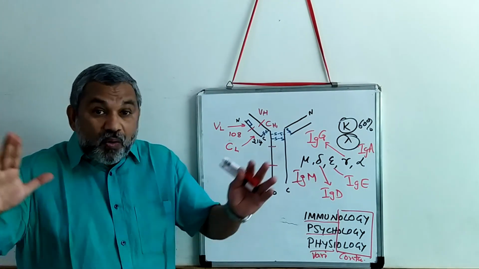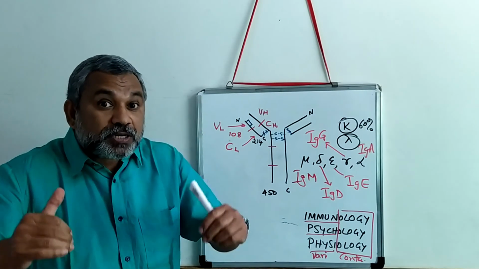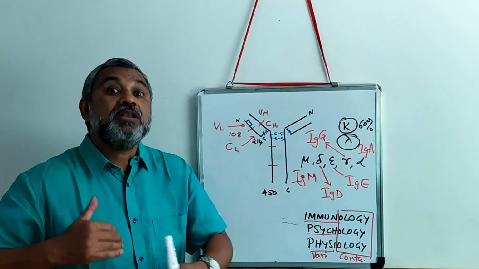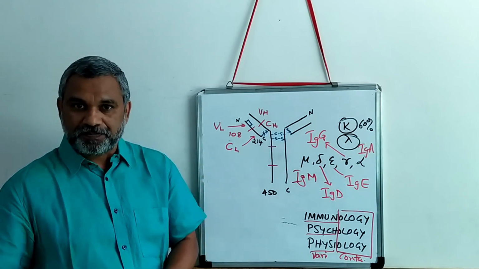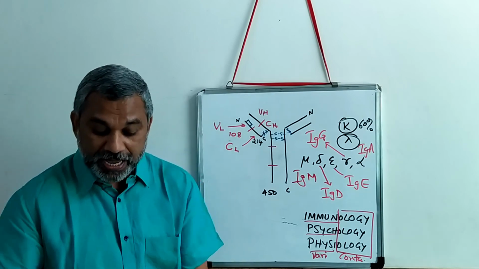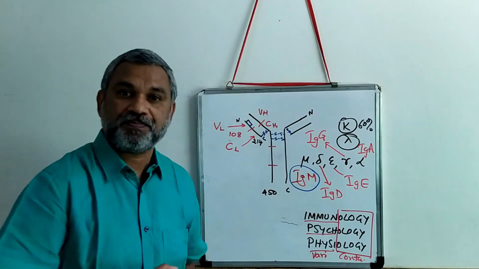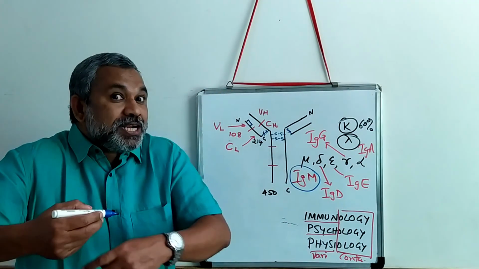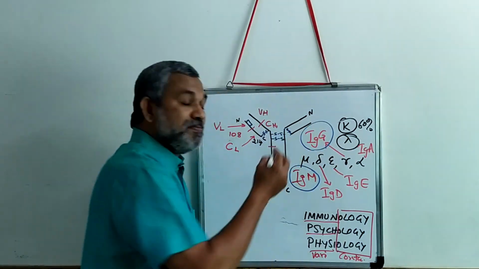All these antibodies are present in our body. What is important for us to know is in what circumstances these antibodies are produced. When we encounter an antigen for the first time, IgM is produced. When we encounter the same antigen a second time, IgG will be produced.